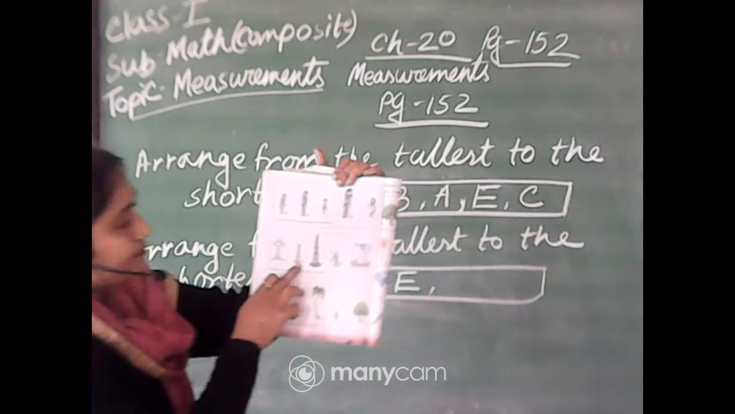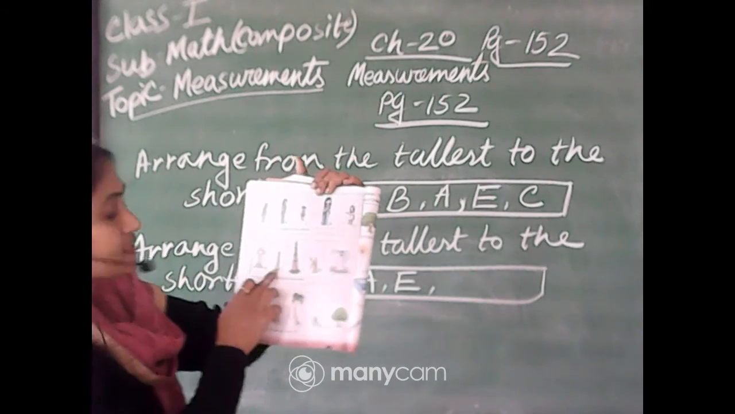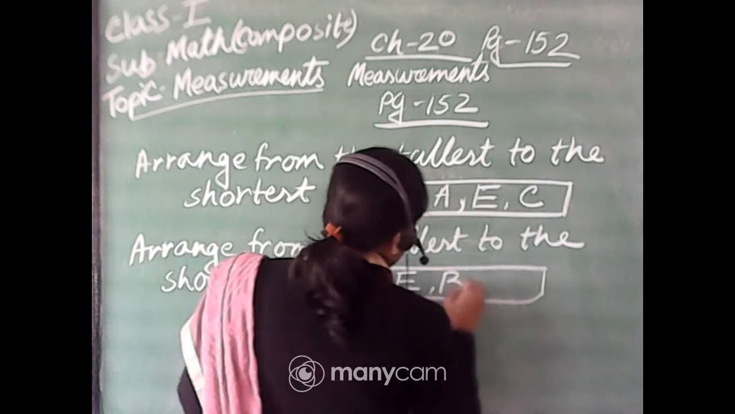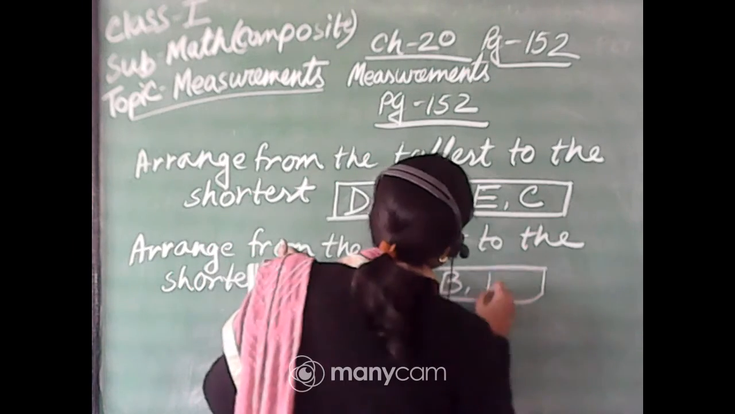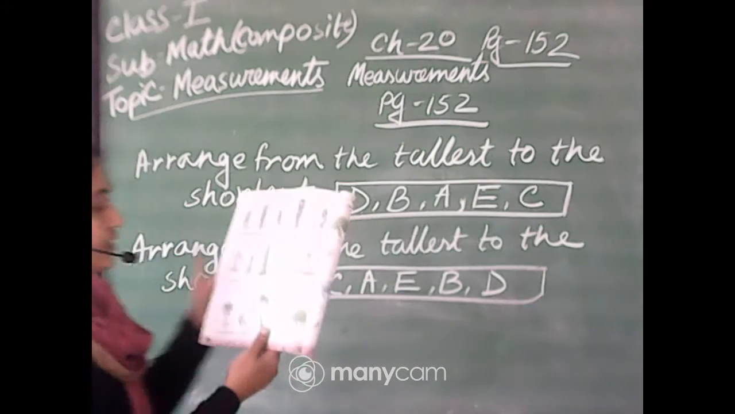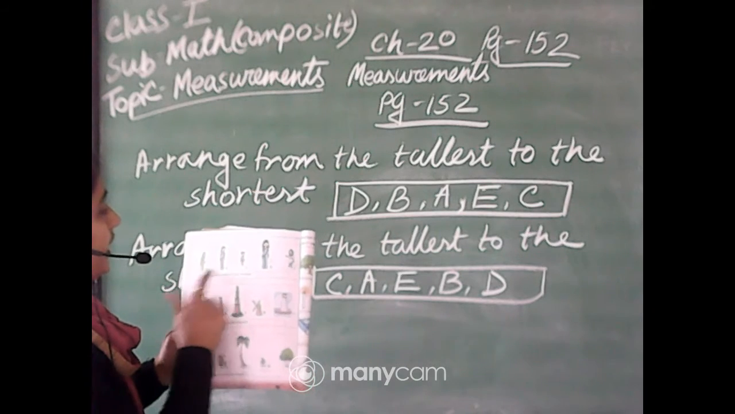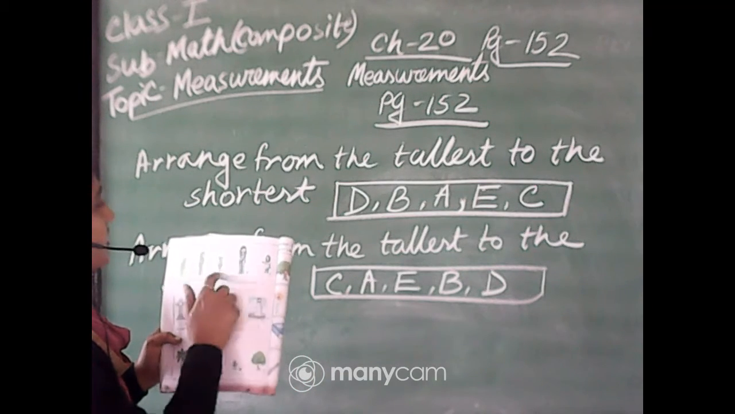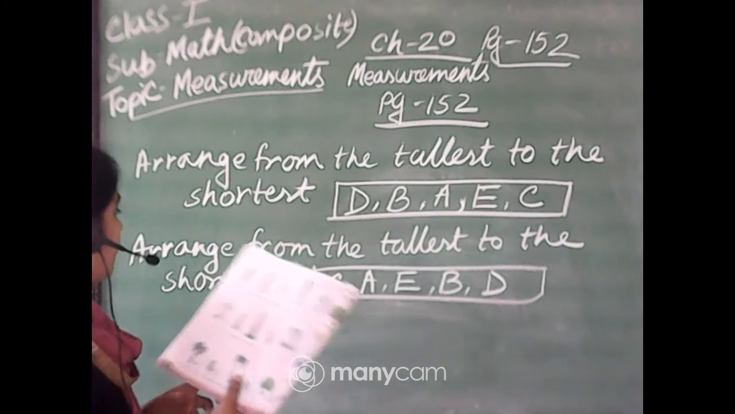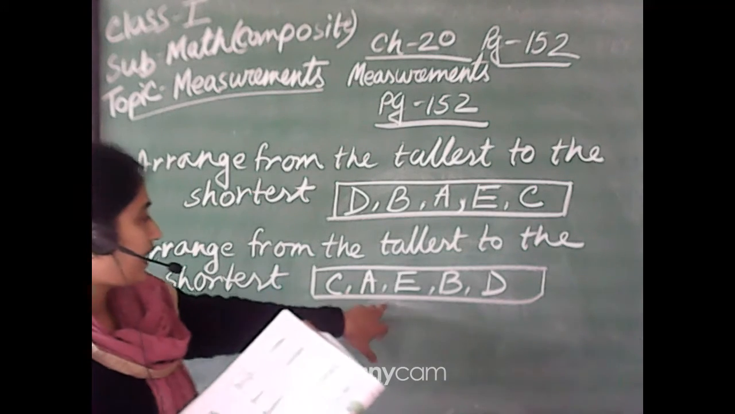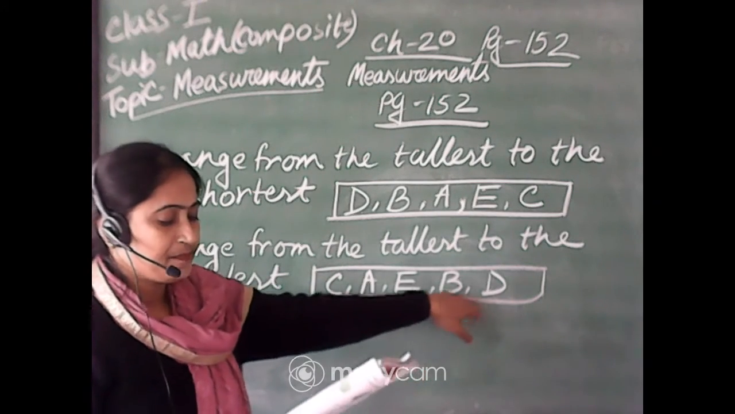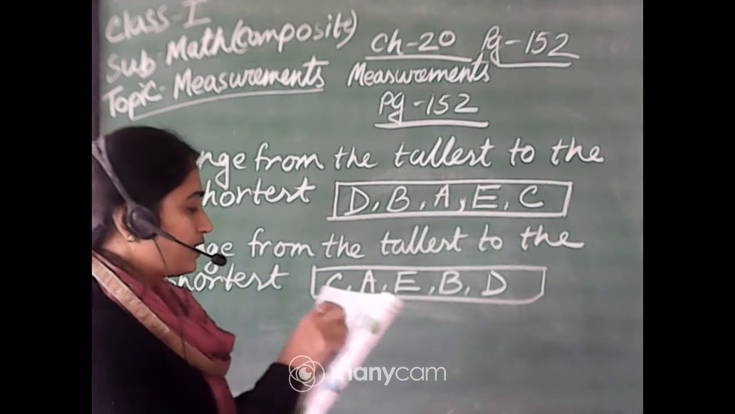And next B and D. Who is the tallest? B. After E, B. And the last one, the shortest, is D. So the order is C, A, E, B, then D. Okay.